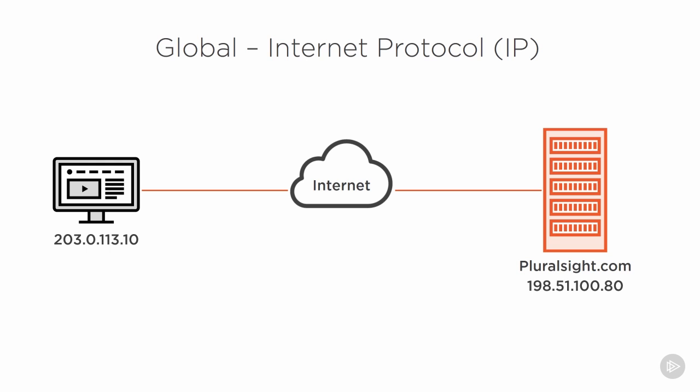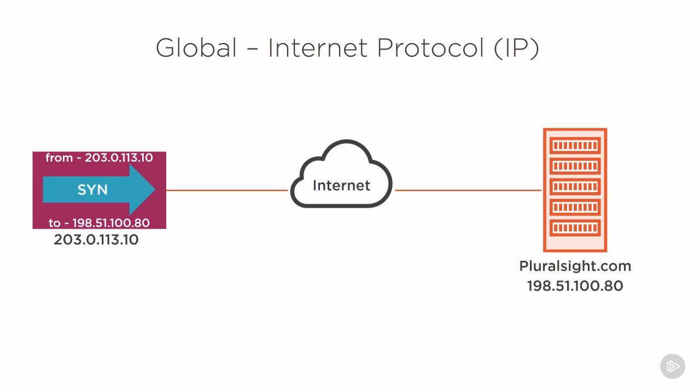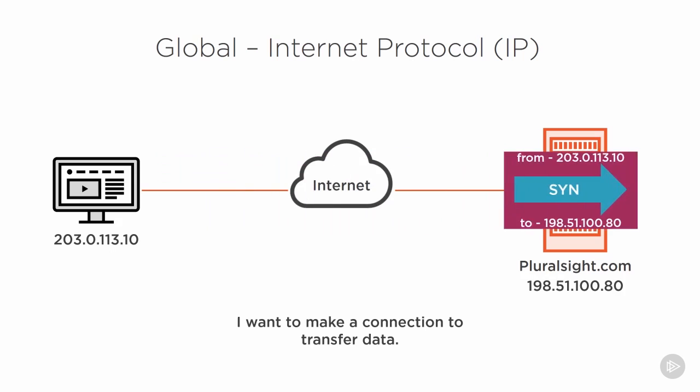For now, what we need to know is that in order for our workstation to be able to send that SYN message to pluralsight.com, it has to know the IP address of pluralsight.com. So what we do is we take our SYN message and we actually address it with a source and destination IP address, just like addressing an envelope that you're ready to send in the mail. We put a to address, which is where we're sending it to. In this case, it's pluralsight.com at 198.51.100.80. And we're sending it from my workstation, which is at 203.0.113.10.